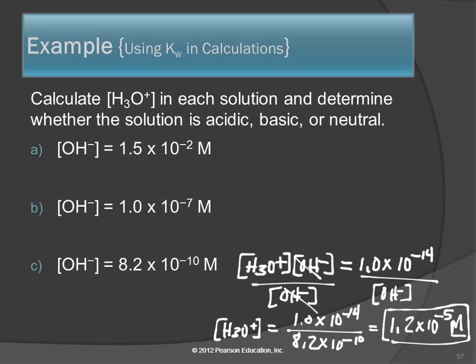And then I overlooked this morning, determine whether the solution is acidic, basic, or neutral. Well, how do we do that? We compare the concentrations to neutral, which is 10 to the minus 7. So here, 10 to the minus 5, is that a larger concentration or a smaller concentration than 10 to the minus 7? It's larger. So the hydronium ion concentration is higher. Hydronium is acid. So this is acidic.